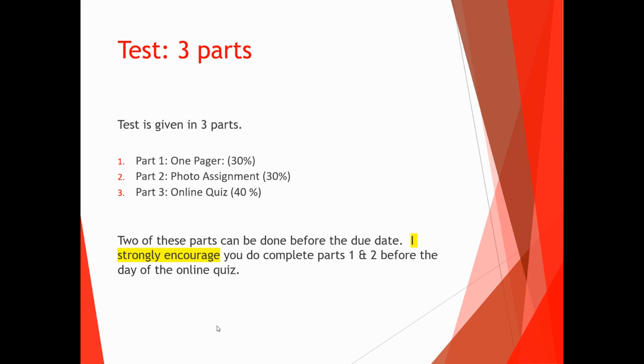So again, it will be given in these 3 parts. The 1-pager is worth 30 points. The photo assignment is worth 30 points, and the online quiz is worth 40 points. So I'm going to reiterate, I strongly encourage you to complete parts 1 and 2 before the day of the online quiz.